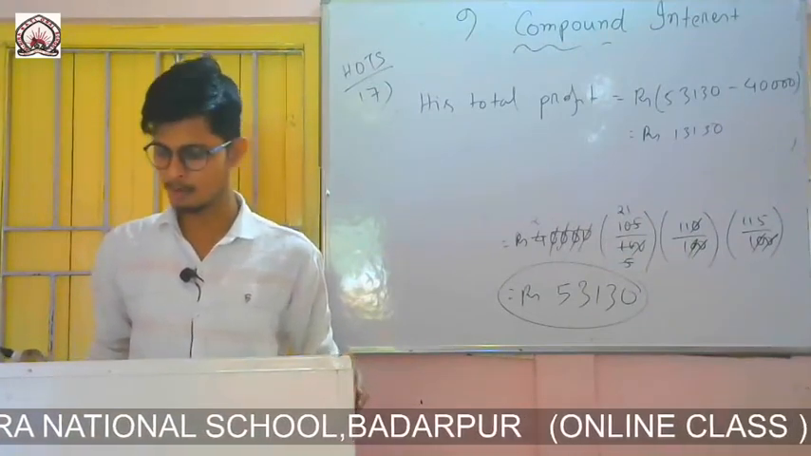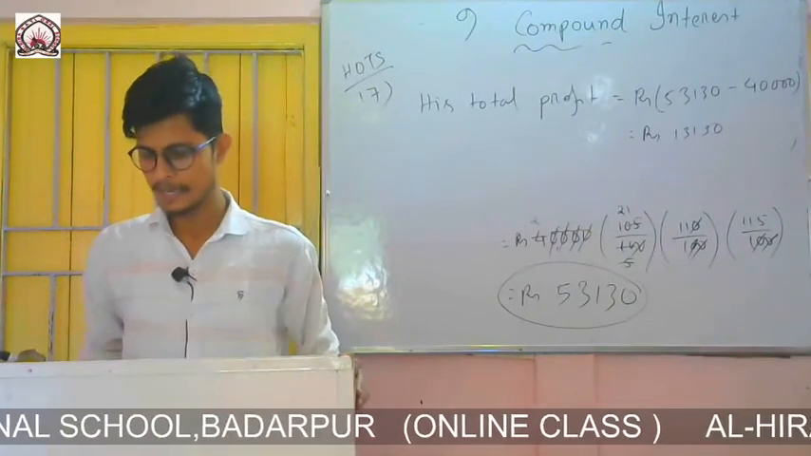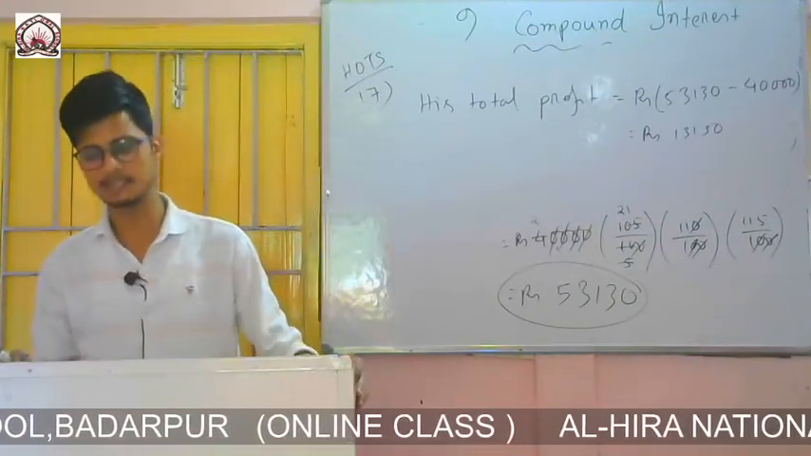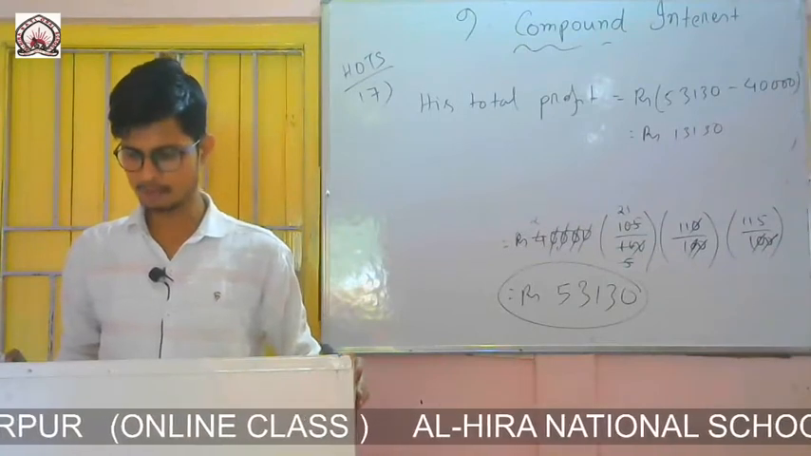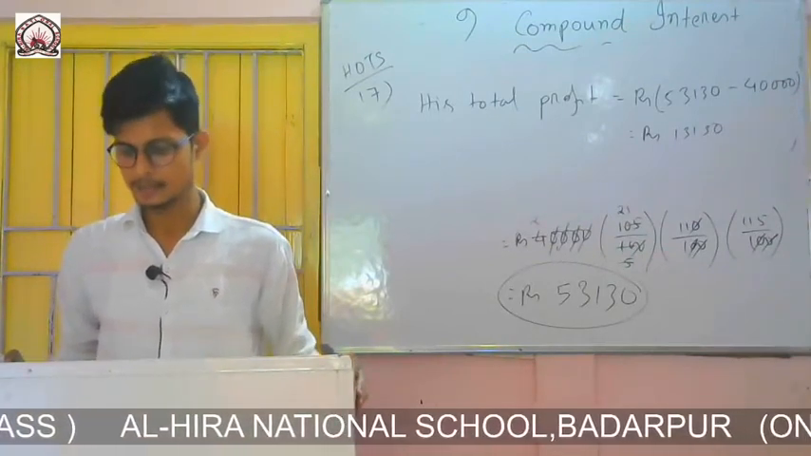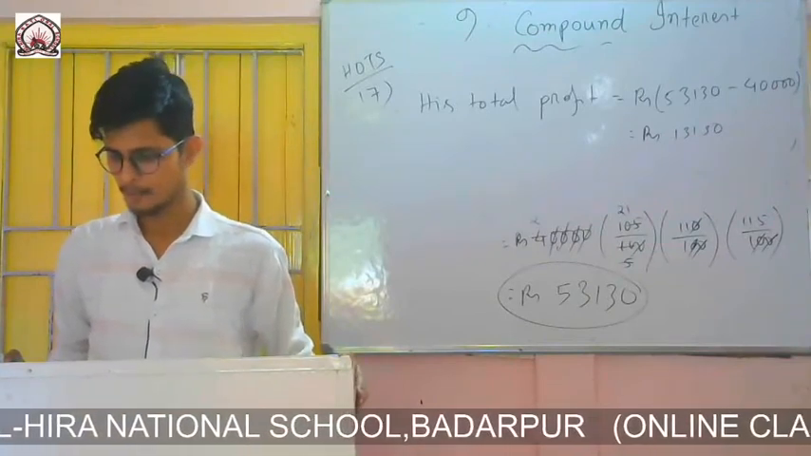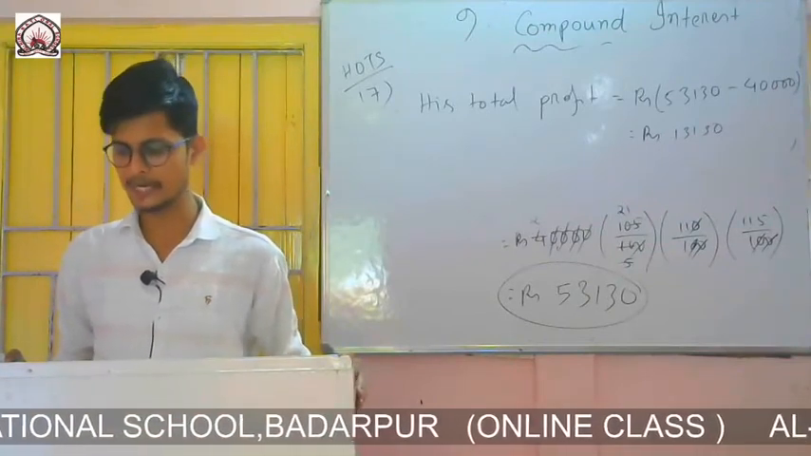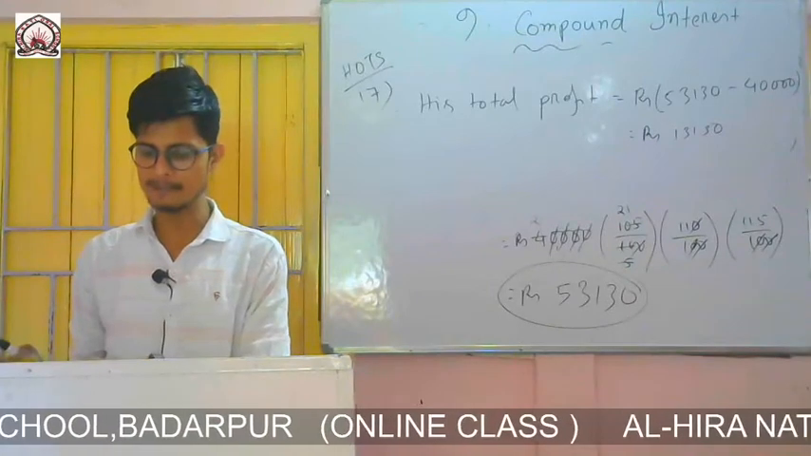Now question number 18. The price value of the share of the company increased at a rate of 15% in the first year, suffered a loss of 10% in the next year, and again increased by 20% in the third year. So if the present value of the share is 20,000, what will be its value after 3 years?